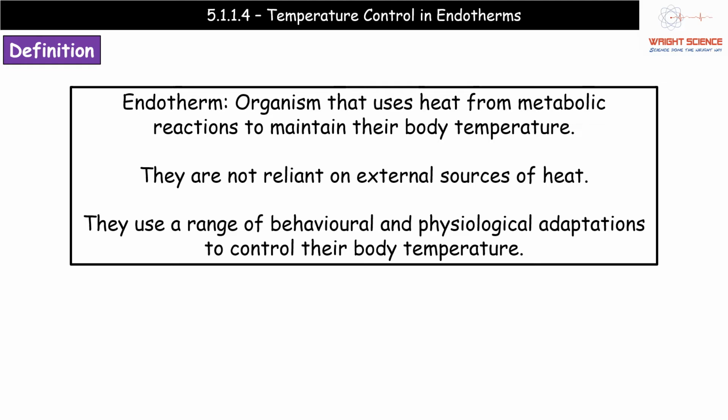First thing then, let's define an endotherm. An endotherm is an organism that uses heat from metabolic reactions to maintain their body temperature. So these organisms are not reliant on external sources of heat, because they are using these metabolic reactions to generate heat, which they then utilise in maintaining body temperature. And in order to make sure that their body temperature stays within the acceptable range, they're going to use both behavioural and physiological adaptations.